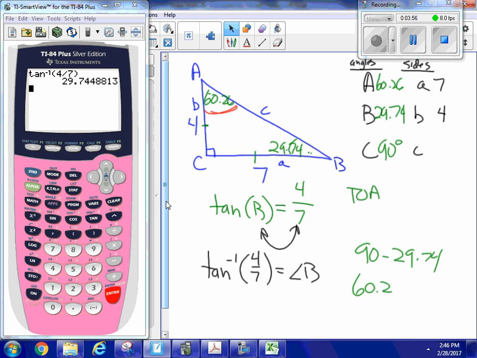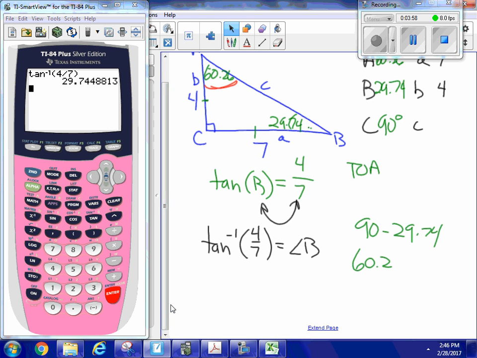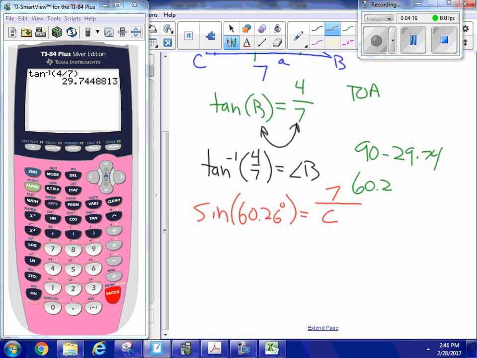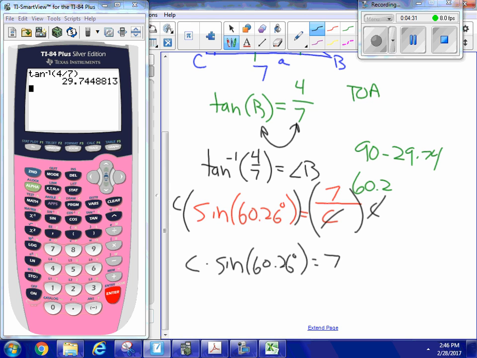I'm going to go sine of 60.26 degrees is equal to opposite, which is 7, divided by hypotenuse, which is C. So multiplying both sides by C, these C's cancel out, and I get C times sine 60.26 degrees is equal to 7.